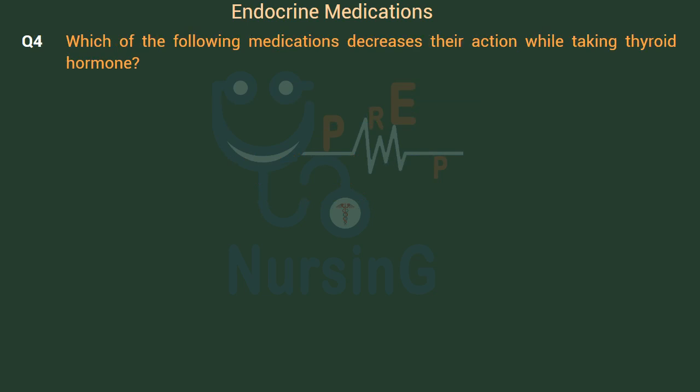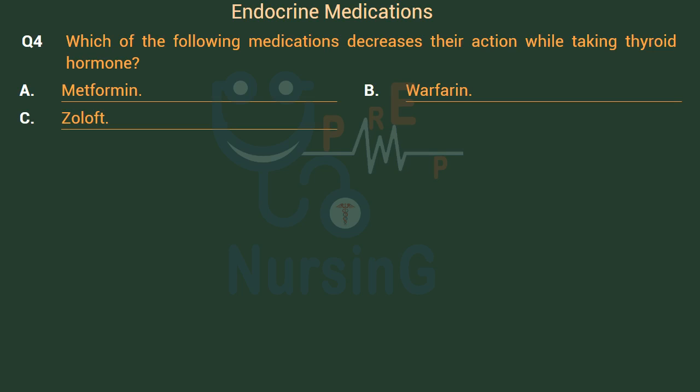Which of the following medications decreases its action while taking thyroid hormone? Option A. Metformin. Option B. Warfarin. Option C. Zoloft. Option D. Epinephrine. Right answer is Option A.